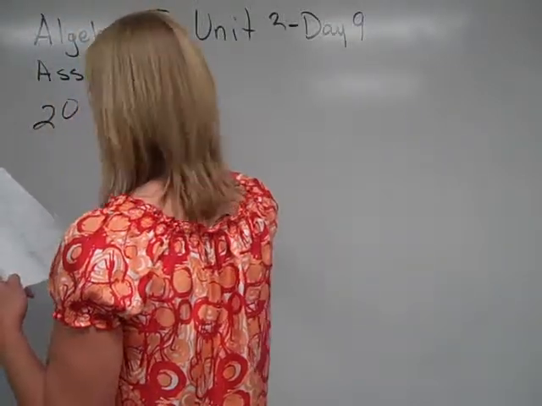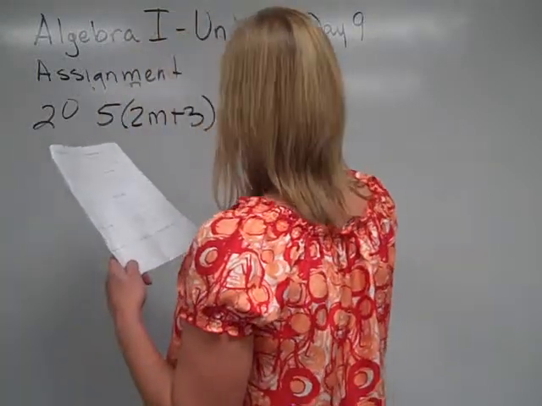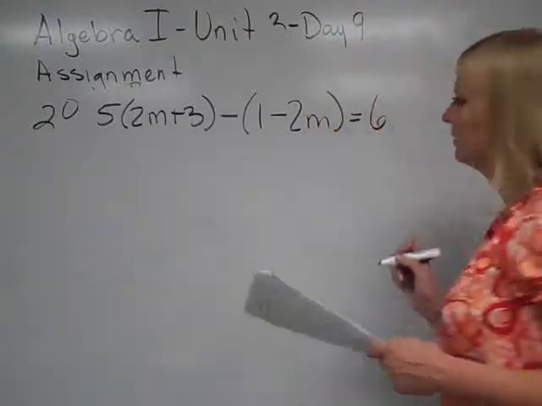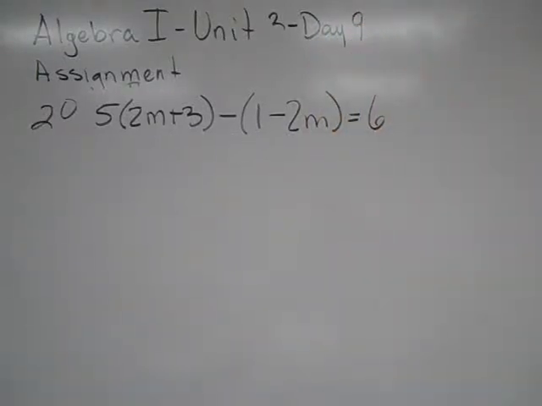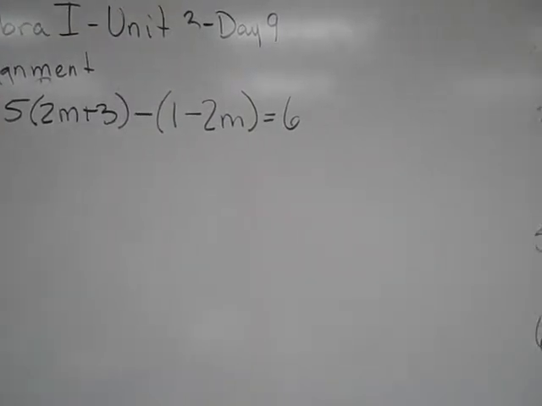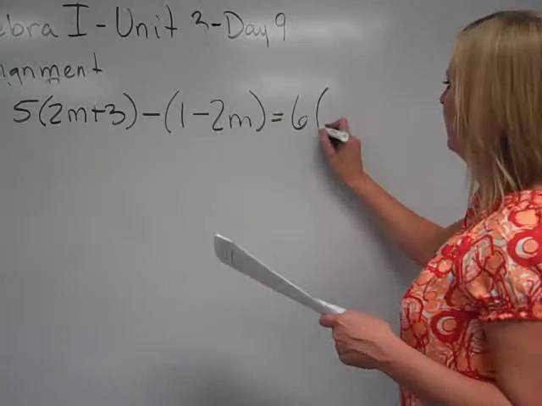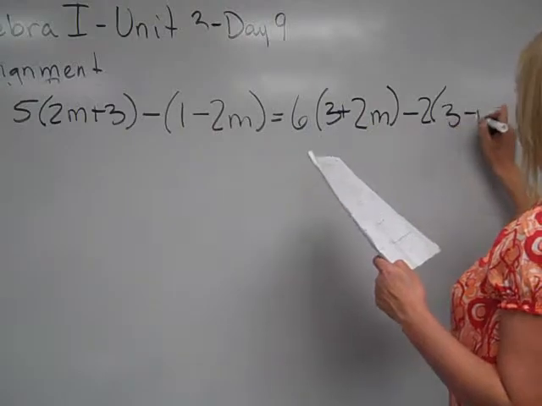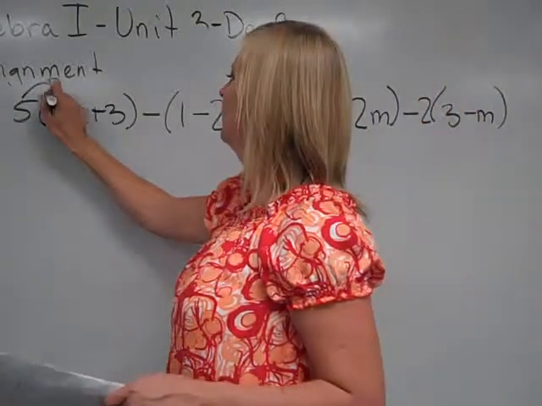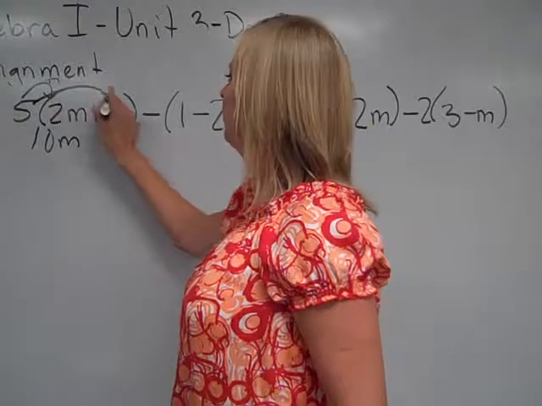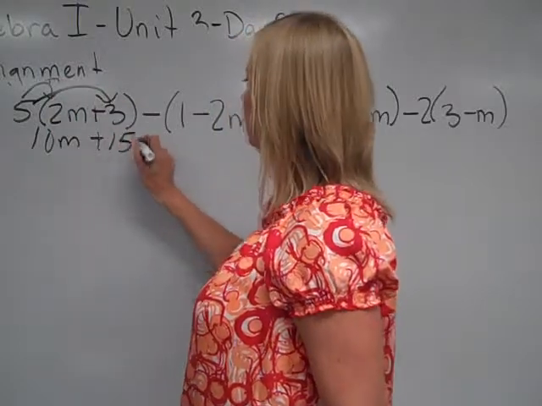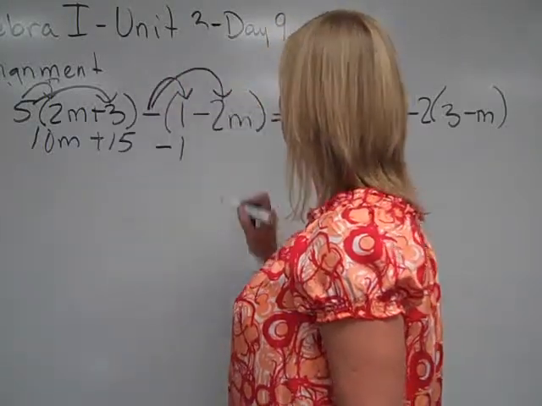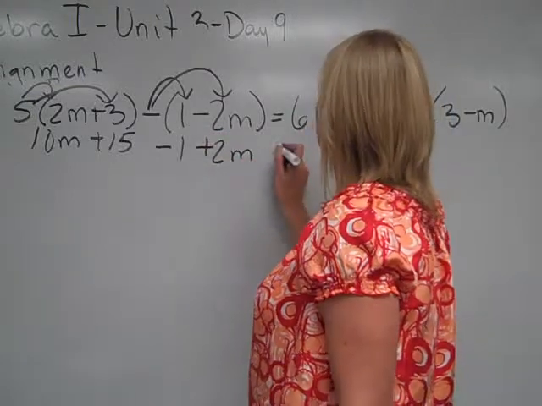5 times the quantity 2m plus 3 minus 1 times 2m equals 6 times 3 plus 2m minus 2 times 3 minus m. Let's distribute. 5 times 2m is 10m. 5 times 3 is plus 15. Negative 1 times 1 is minus 1. Negative 1 times negative 2 is plus 2m.